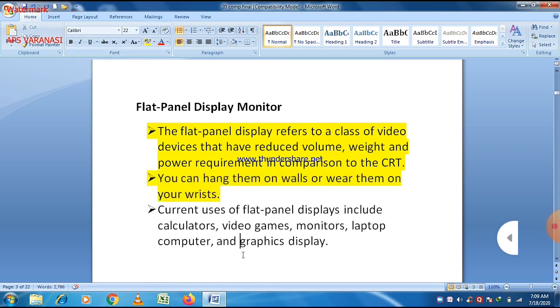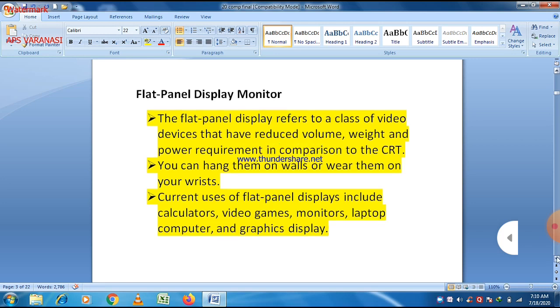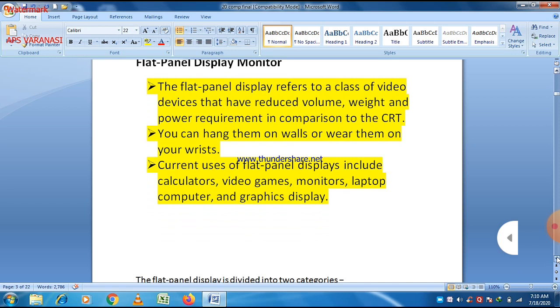We are very comfortable with flat panel displays, and current uses of flat panel displays include calculators, video games, monitors, laptop computers, and graphic displays. So they are used in different varieties of fields.